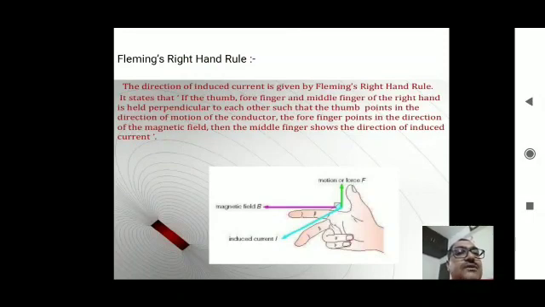The direction of induced current is given by Fleming's right hand rule. It states that if the thumb, forefinger and middle finger of the right hand are held perpendicular to each other, such that the thumb points in the direction of the motion of the conductor, the forefinger points in the direction of the magnetic field, the middle finger shows the direction of the induced current. So students, with the help of Fleming's right hand rule, we can find the direction of induced current. You can see in the diagram, the thumb represents motion, the forefinger represents the magnetic field, and the middle finger represents induced current.